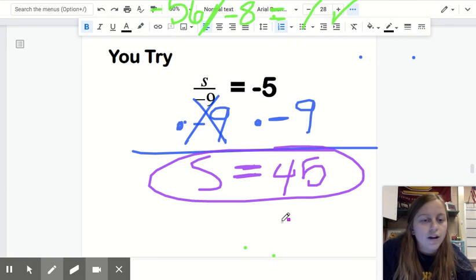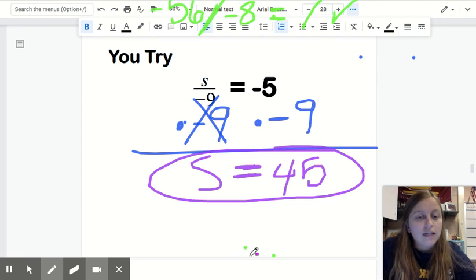Reminder, if you don't show your inverse on both sides, you will not get credit. I will send the worksheet back to you. You have to show the inverse, even though right now you might be able to do it in your head. As the problems get harder and harder, you need to know how to show inverses.